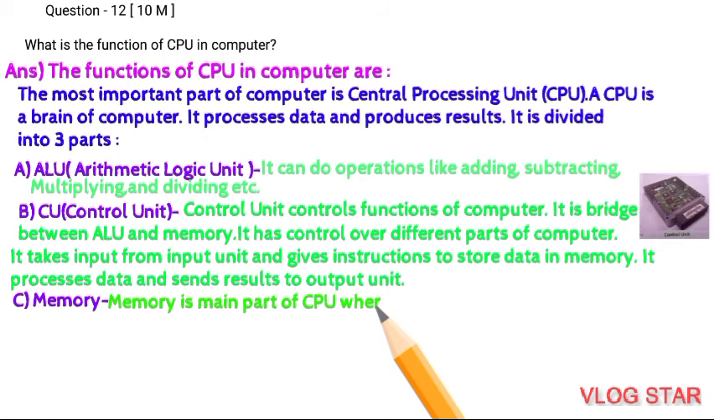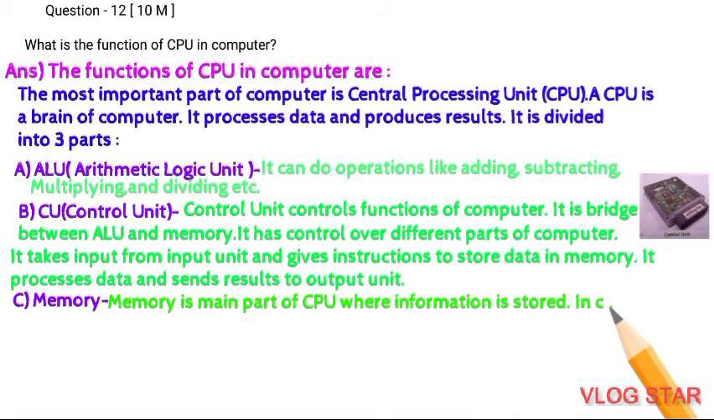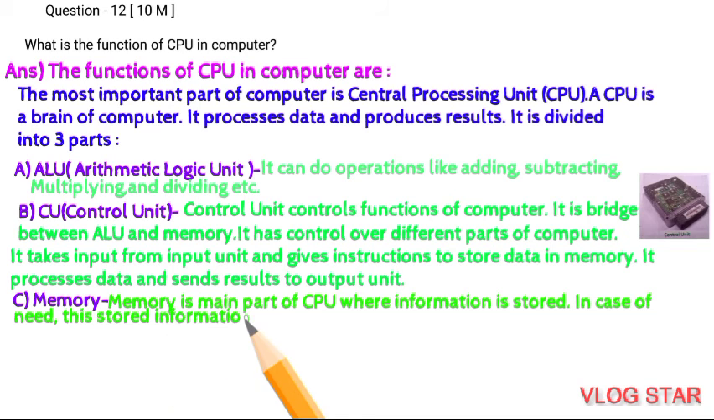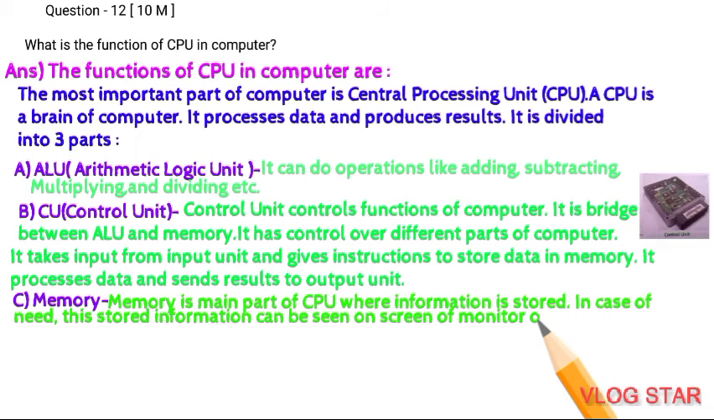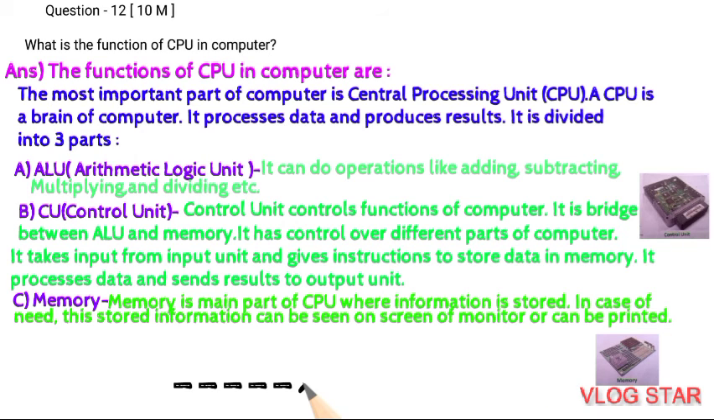Memory is main part of CPU where information is stored. In case of need, this stored information can be seen on screen of monitor or can be printed. So thereby we completed this question paper.